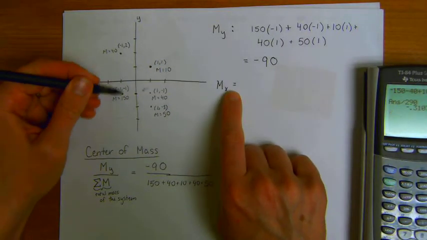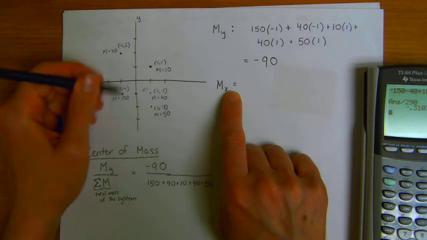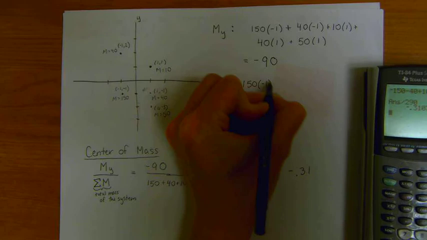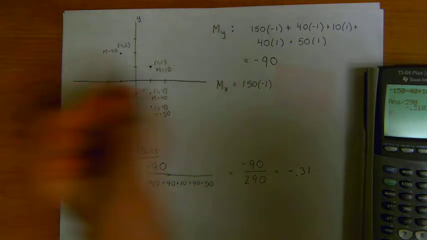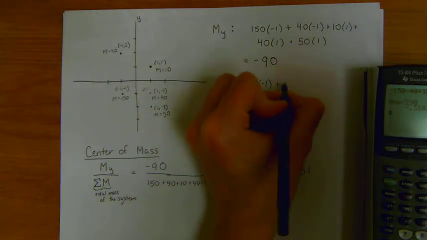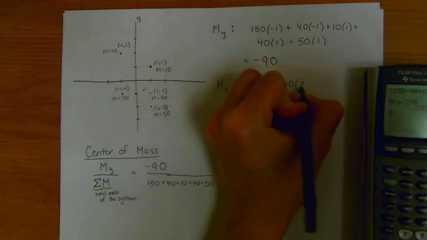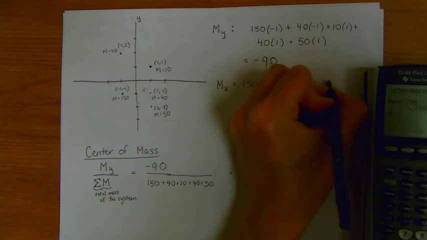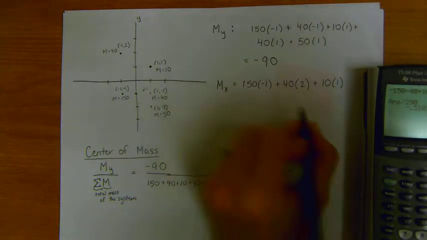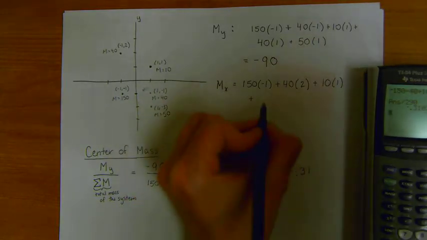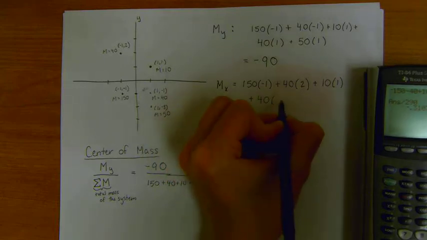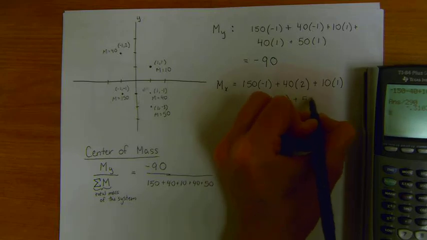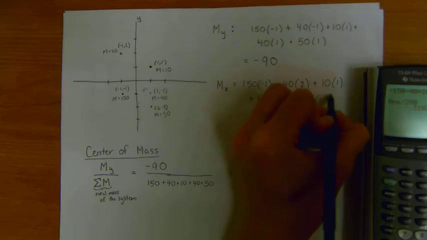Let's do the same thing and calculate all the moments with respect to the x-axis. Now I'm going to have to think about vertical distance. How far are they from the x-axis? I'm 150 pounds and I'm down 1 unit. The anchor is 40 pounds and it's up 2 units. The water bottle is 10 pounds and it's up 1 unit. The little boy is 40 pounds and is down 1 unit. And the motor is 50 pounds and it's down 3 units.